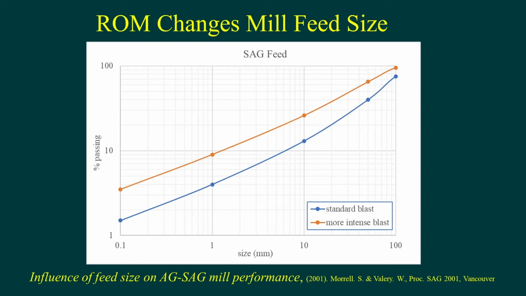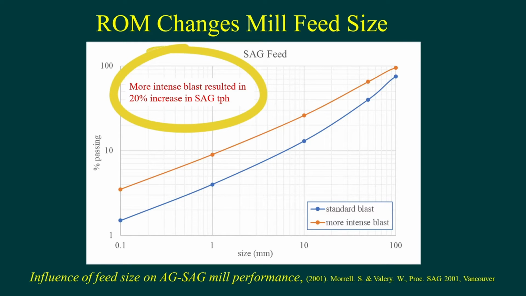The size distribution of the SAG mill feed from each of those blasts was also monitored at the site, and we can see here that the SAG mill feed for the more intense blast is significantly finer than the standard blast. And the net result of that decrease in SAG mill feed size at the site was an increase in SAG mill throughput of approximately 20%.